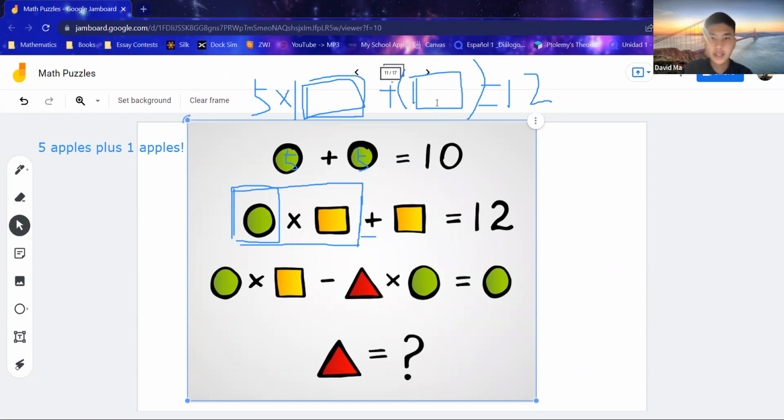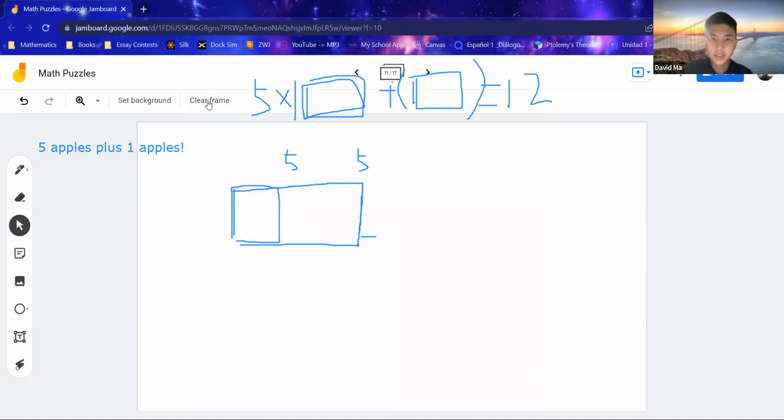The hint, as Hempel said, is to combine the two squares. When you combine... Sorry, guys, I messed up on the frame. I'm going to share it back right now.